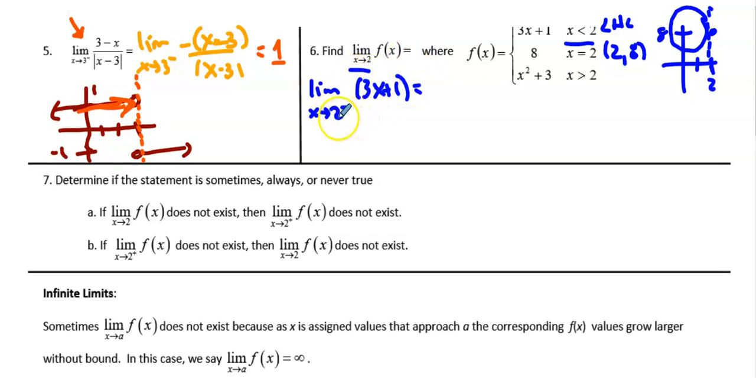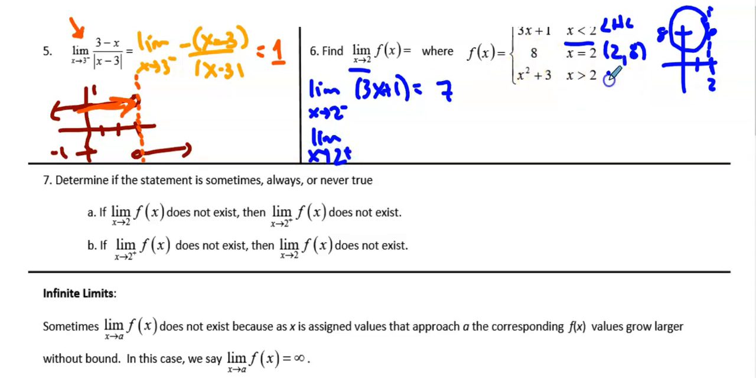So we're going to plug in 2. It doesn't matter that it's 2 to the left. We're just plugging in 2 here because if the left-hand limit exists and the right-hand limit exists, then the overall limit is going to be the same value. So we just plug in 2 right here, and we're going to get 7. So I know that when I look at this function, to the left of 2, my function is going to be at 7.